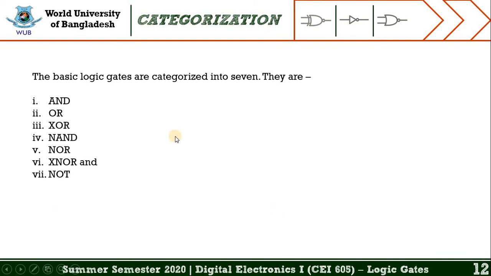From this slide we may learn the classification, or you can say the categorization, of the basic logic gates, such as AND gate, OR gate, XOR gate, NAND gate, NOR gate, XNOR gate and NOT gate. And these gates are most familiar. That's why we say that the basic logic gates are categorized into 7. So let's move into the next slide.